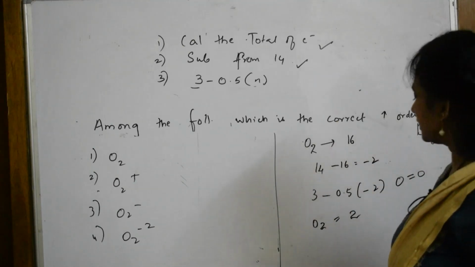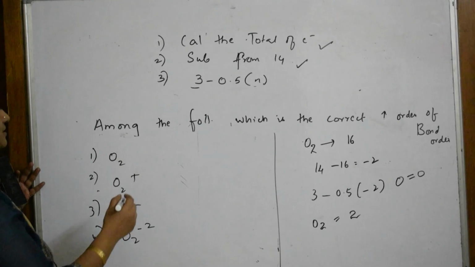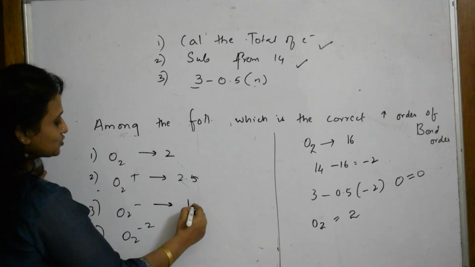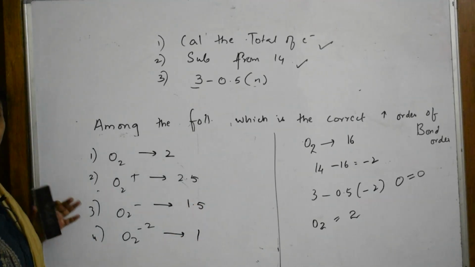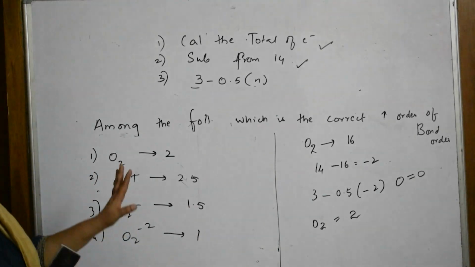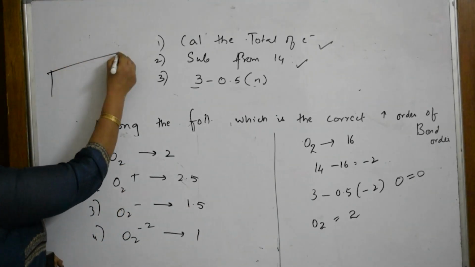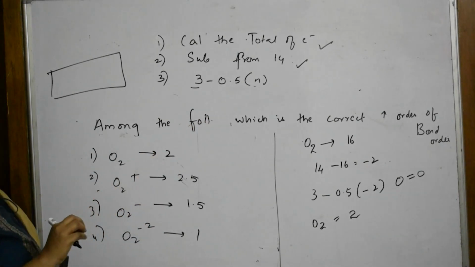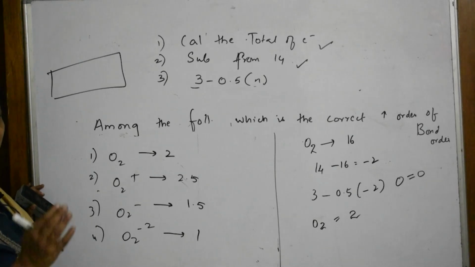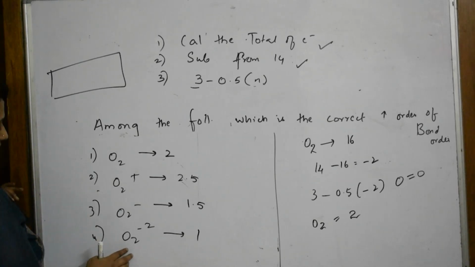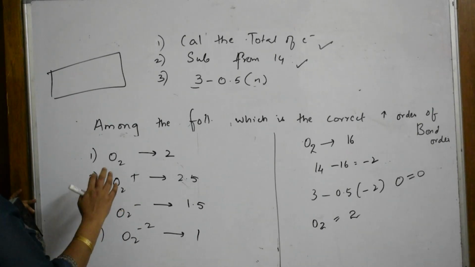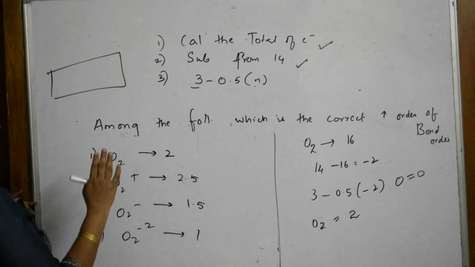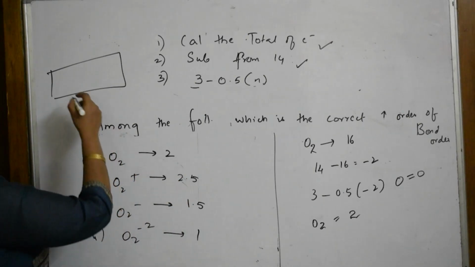Like that, when I solve everything, we get the bond orders like this. The first is 2, the second option is 2.5, the third is 1.5 and the fourth is 1. Same thing I have applied in everything. For the correct increasing order, the first should be the least and the last should be the maximum. So the fourth, with 1, is the least.